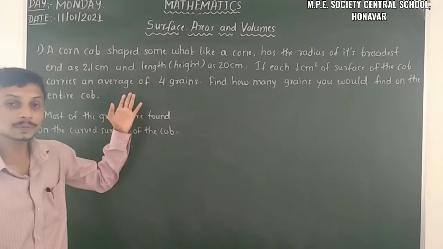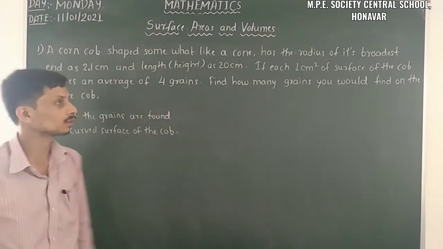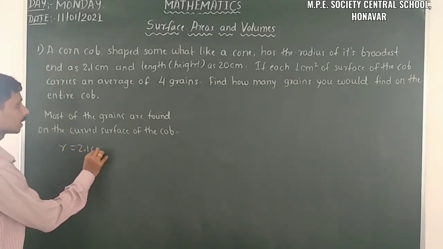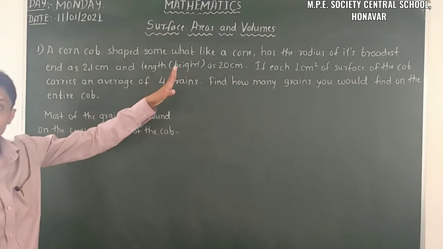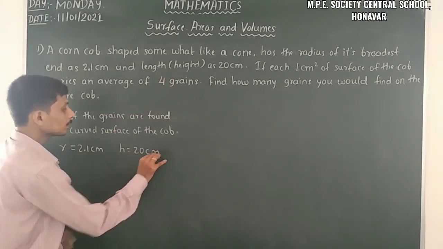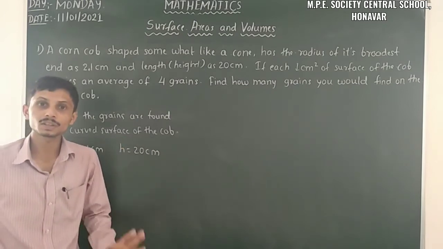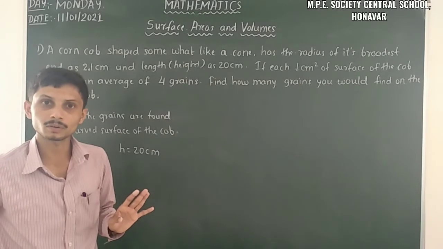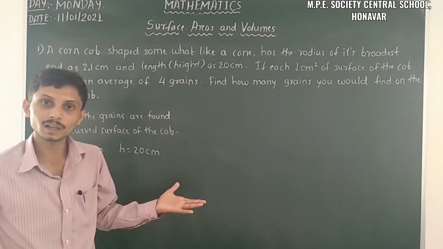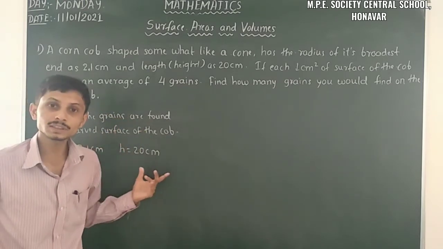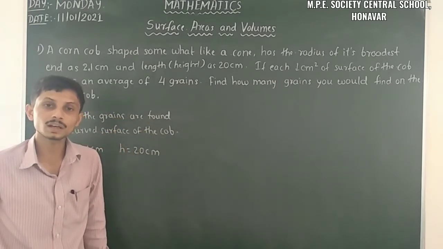Yes, so here just observe what is given. We have to write first: radius is given, r is equal to 2.1 centimeter, and height is given, h is equal to 20 centimeters. So here we first have to find the slant height L. Already we know the formula for the relationship between slant height and height of the cone, so using that formula we have to find the slant height.